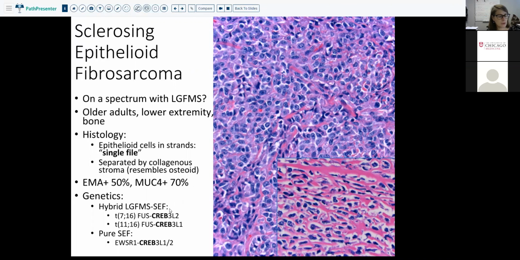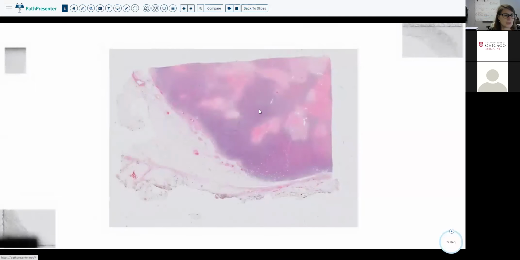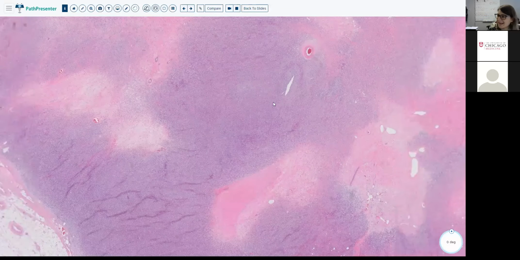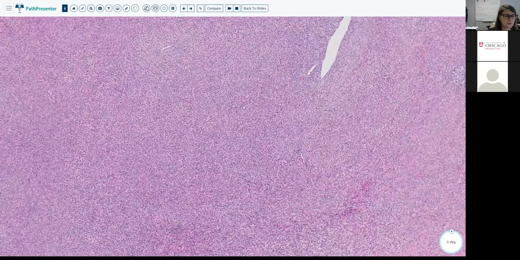If they arise from a low-grade fibromyxoid, they retain the same genetics, which are FUS-CREB3L2. If they arise de novo, they tend to have EWSR1-CREB3L1, but CREB is the unifying factor in all of them, okay? So this is a pretty classic example of sclerosing epithelioid fibrosarcoma.